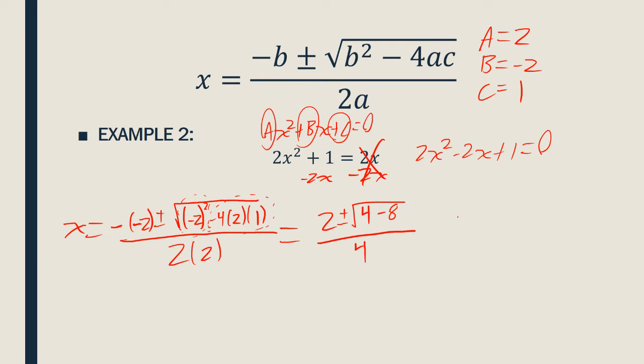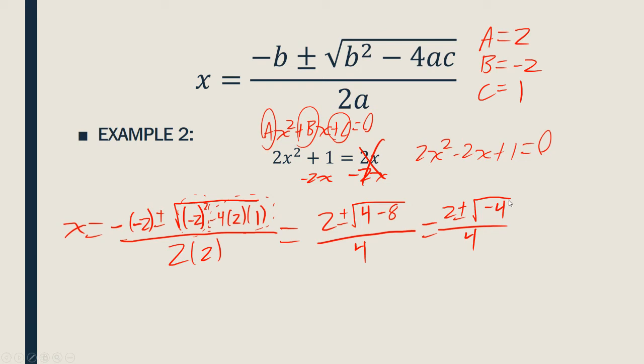Okay, well, let's simplify underneath the square root here. I have 2 plus or minus the square root of, and then I have 4 minus 8, which is negative 4, all over 4. Okay, now we are presented with kind of a dilemma here, because right here I have the square root of negative 4. Well, shoot, the square root of a negative number is imaginary, so I must not be able to finish this problem.